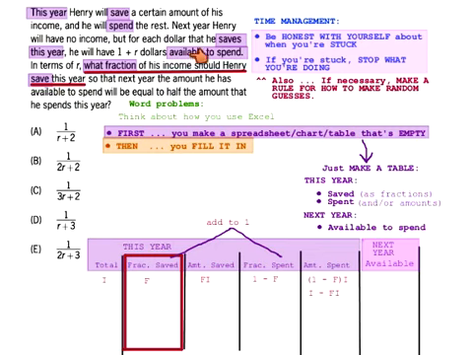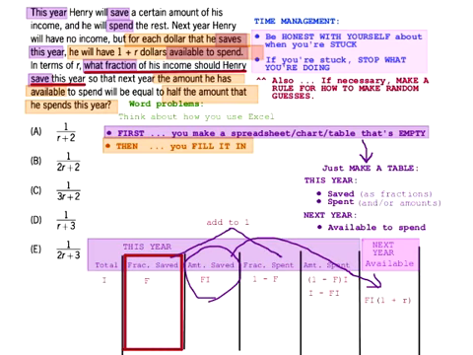And then for each dollar that he saves this year, he will have 1 plus R dollars available to spend. So for each dollar saved, there will be 1 plus R dollars available to spend. So this is times 1 plus R. And so then we just have this. The amount he has available will be half the amount that he spends this year.